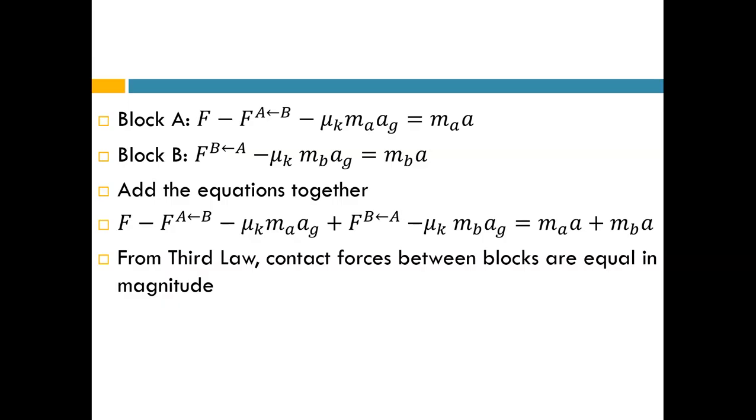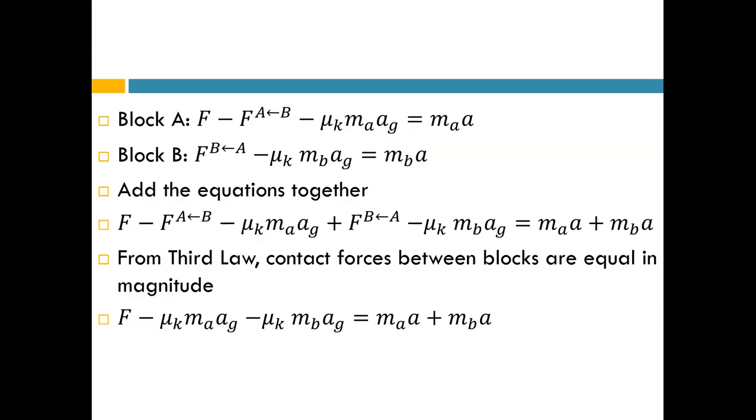And that makes sense, because if we're looking at a system of objects that are being acted upon by an outside force, the internal forces are going to cancel out. So the force on A from B is going to cancel out the force on B from A. And so we end up getting this equation. If you read the equation, you can see it: the applied force minus the friction on A minus the friction on B is equal to the acceleration times the sum of the masses. Question?